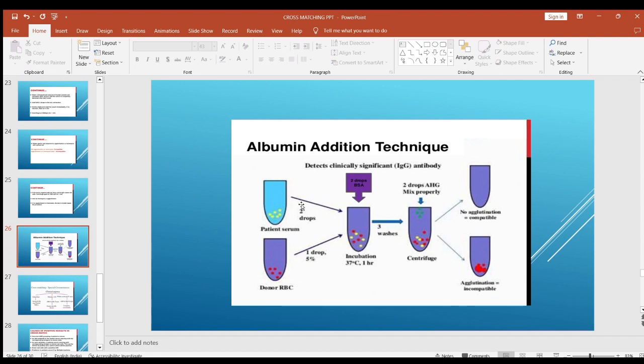This is the pictorial representation of the albumin addition technique. Here also we have to take 2 drops of the patient serum and add 1 drop of the donor RBC, mix it well, and next add 2 drops of BSA, which is incubated at 37 degrees centigrade for 1 hour and washed 3 times. Again AHG is added to the sample and mixed, which is centrifuged and observed for agglutination. If there is no agglutination, it is a compatible one, and if there is agglutination, it indicates an incompatible one.